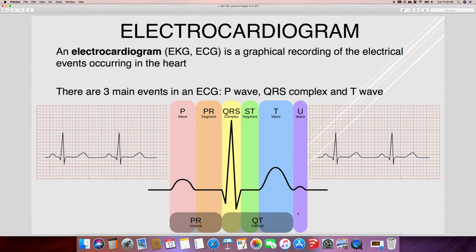Okay, the electrocardiogram, EKG, or ECG. This is just a graphical representation of the electrical activity in the heart. There are three main events. There's the P wave, there's the QRS complex, and then there's the T wave. There's also sometimes a U wave, but the three big ones are P, QRS, and T.